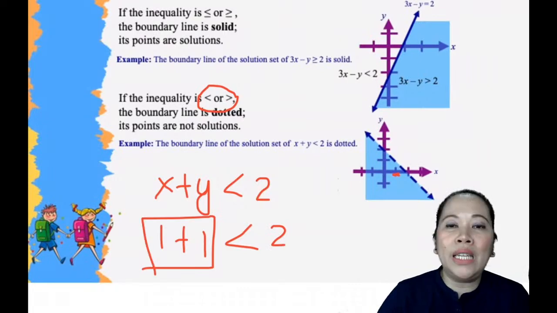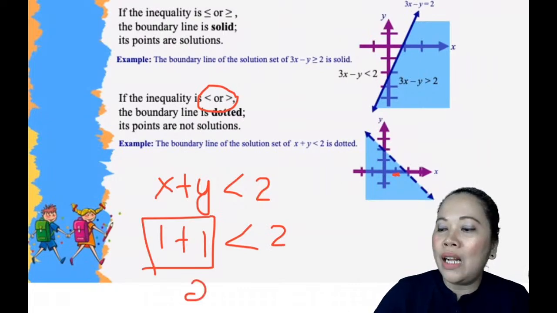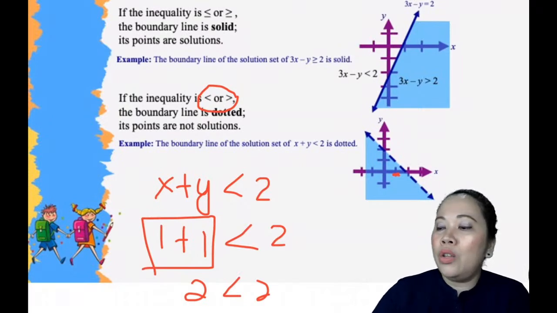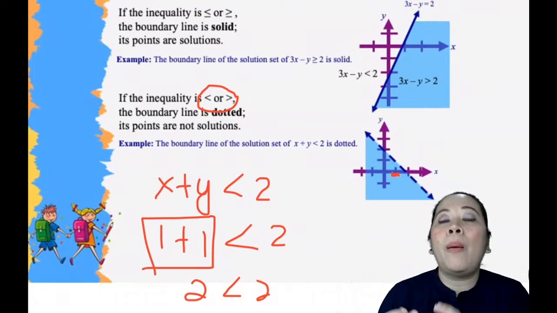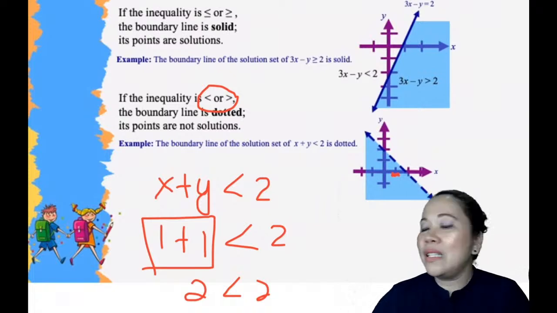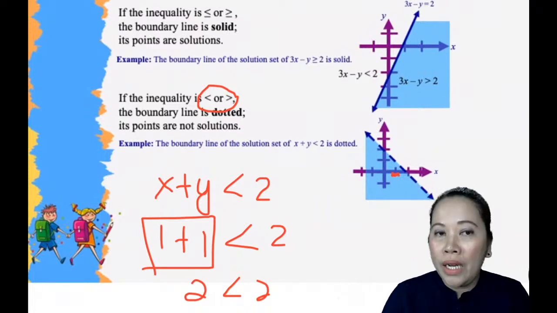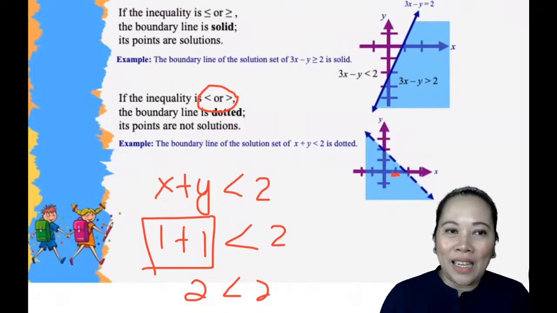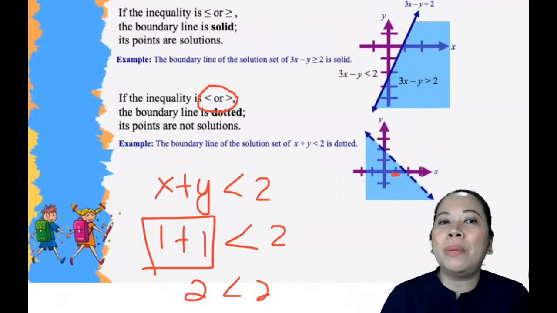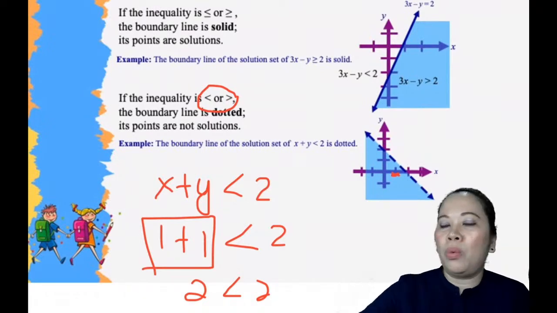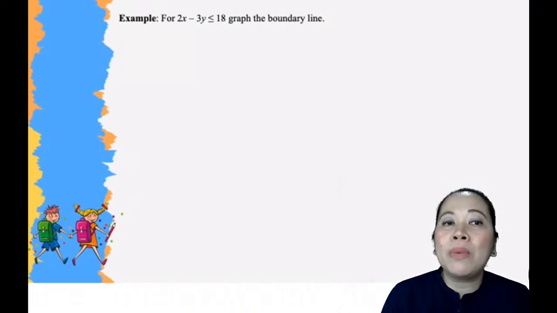But 1 and 1 is not less than 2, correct? 2 is not less than 2. 2 is equal to 2. So that means your solution 1 and 1 cannot be part of the dotted line. Do you understand? So it couldn't be part of the solution set, because 2 is not less than 2. So that is what we meant by that one. I'll explain it further with some examples.